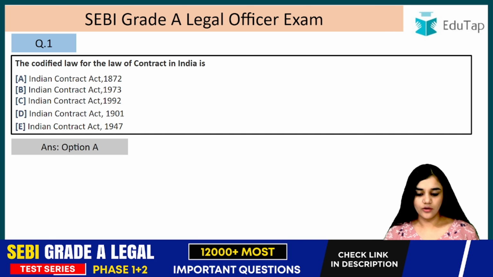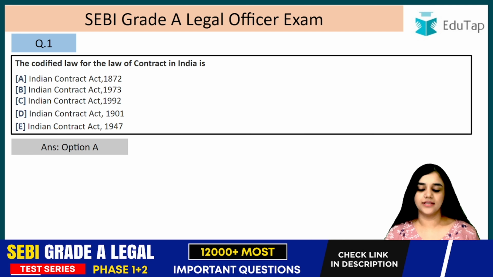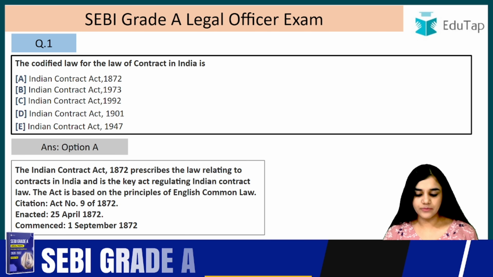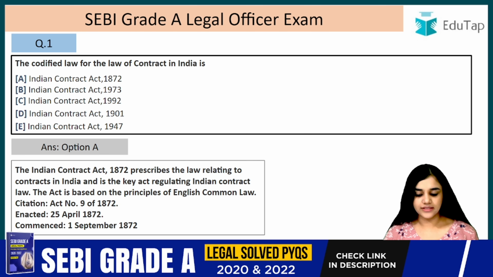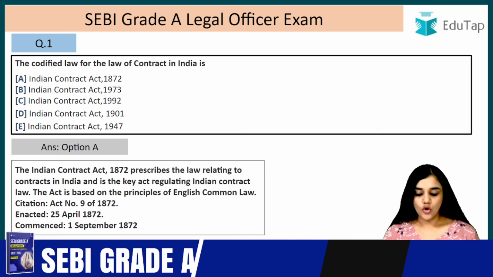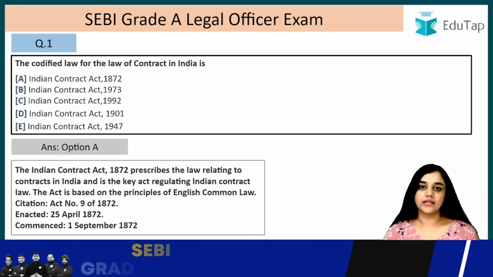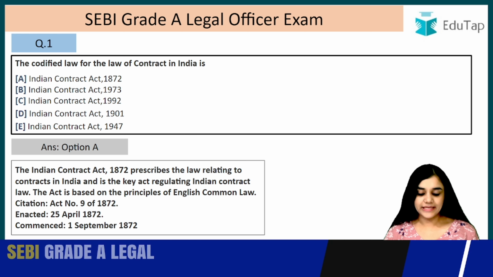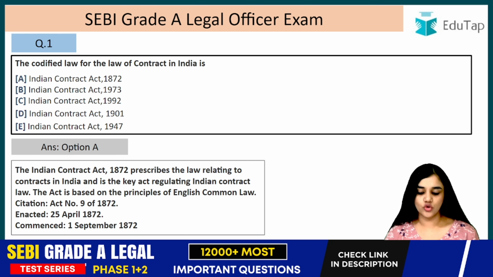So the codified law for the contracts which regulate the provisions of the contract, it is the Indian Contract Act 1872. The Indian Contract Act 1872 prescribes the law regulating the contracts in India and is the key act regulating Indian contract laws. The law is based on the principles of English common law. Since the act was formed in British India, it is mainly based on the principles of English common law.